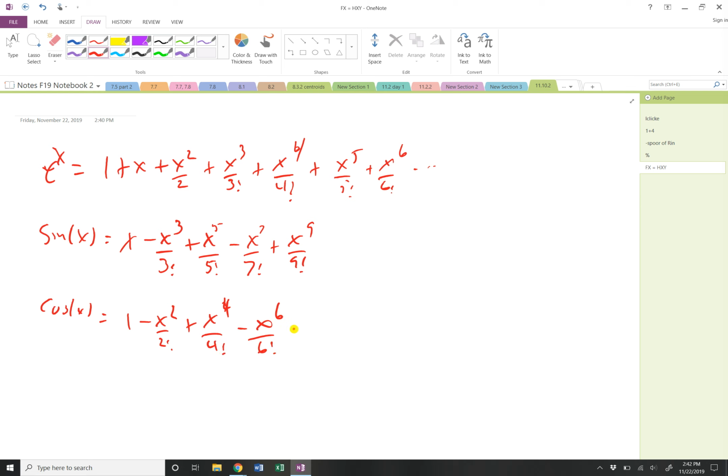All right, what do you notice about these? They all follow a specific pattern? Any connections you see between them? He said if you take the absolute value of the terms of cosine x and sine x, you get all the terms, or you get e to the x.